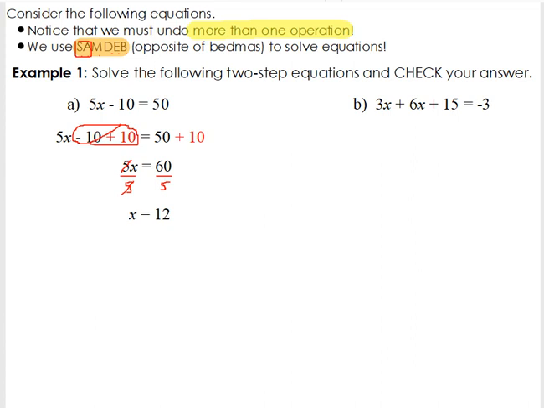See that? Notice in this particular problem, we had to undo 2 things. First, we had to undo the -10, and then we had to undo the multiplying 5. And that is what two-step equations is all about. It's about doing 2 opposite operations.